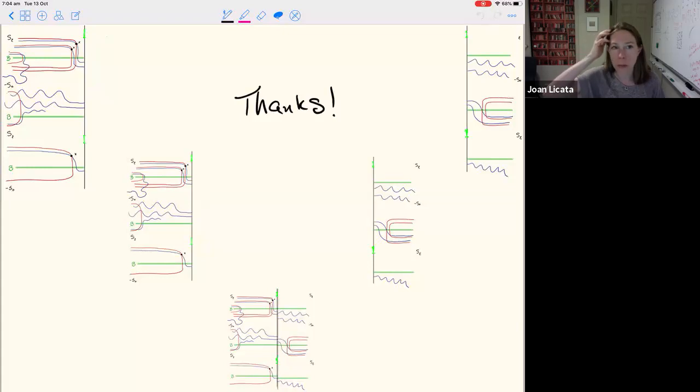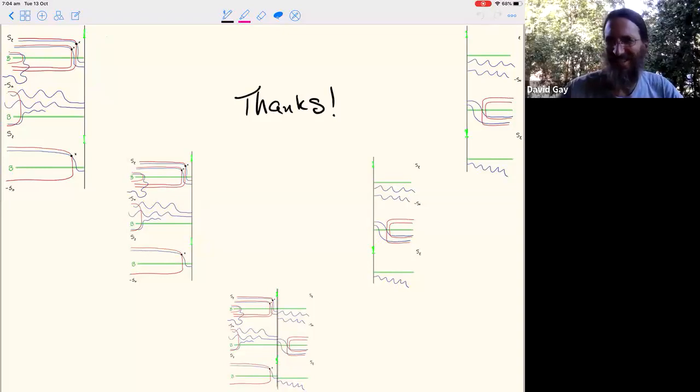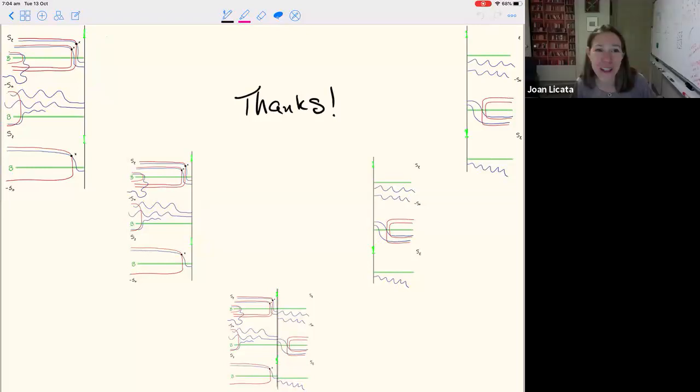We have some other work planned, which involves looking at surface cross interval. Surface cross interval is a surprisingly interesting contact manifold. Yeah, that was the other question I was going to ask. Okay, so we have a list of surface cross intervals that we want to study.